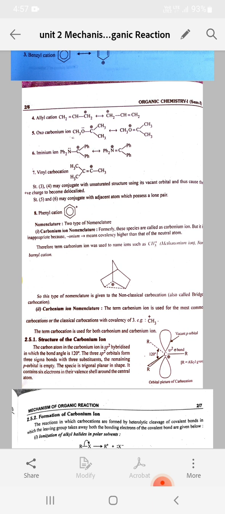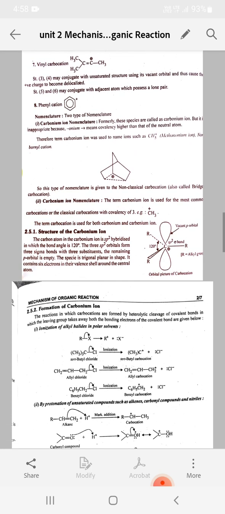Okay, moving further, let's discuss the structure of the carbocation. The carbon atom in the carbocation is sp2 hybridized, in which the bond angle is 120 degrees. The three sp2 orbitals form three sigma bonds with the three substituents, and the remaining p orbital is empty. The species is trigonal planar in shape. It contains 6 electrons in the valence shell around the central atom.